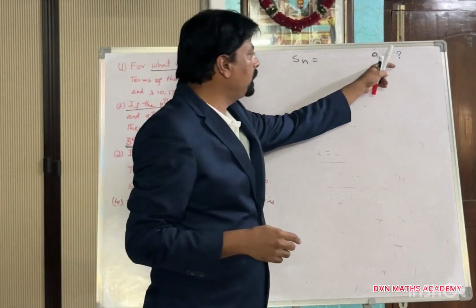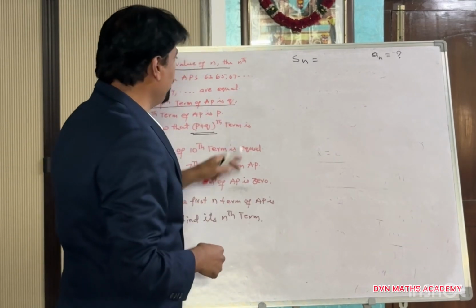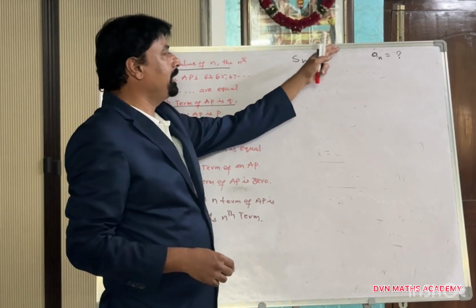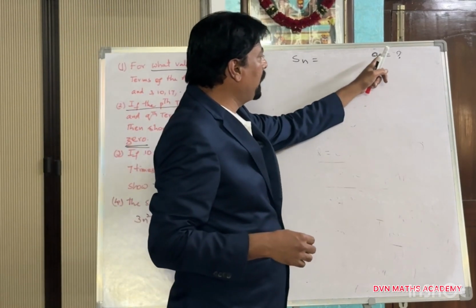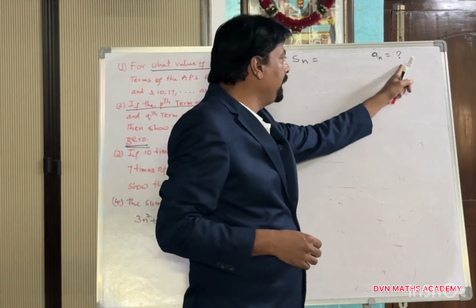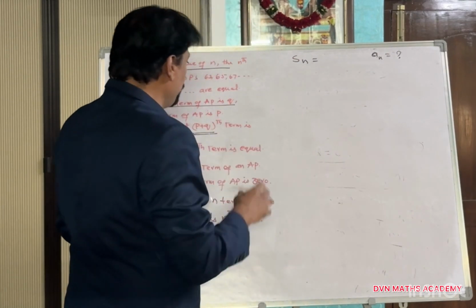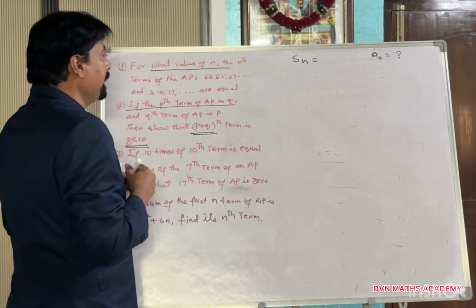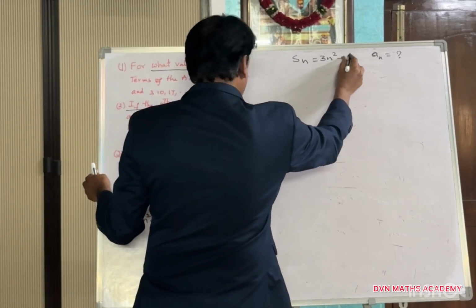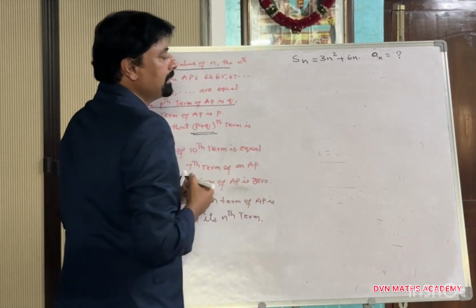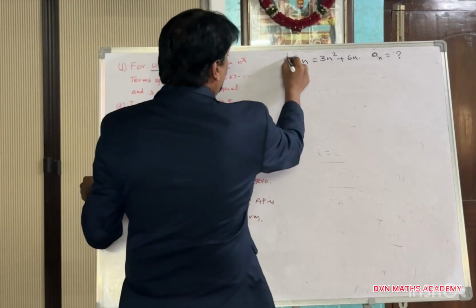Sometimes it will give you the nth term and you are required to find the sum of n terms. But in this question the sum of n terms is given, and it is asking to find the nth term. To write the nth term, you need to find the values of a and d. By using Sn, we need to find the values of a and d. Here Sn is given as 3n square plus 6n. So this is the sum of n terms.